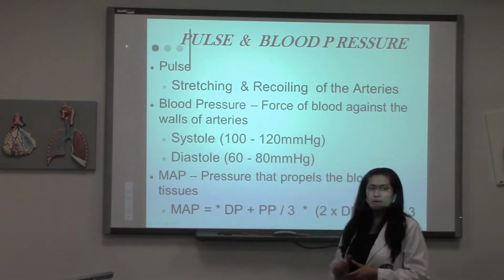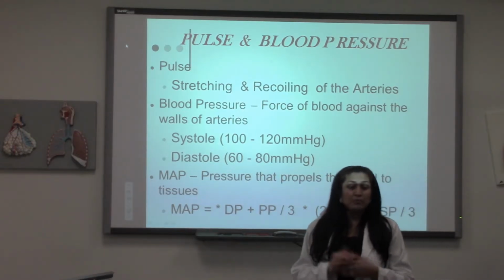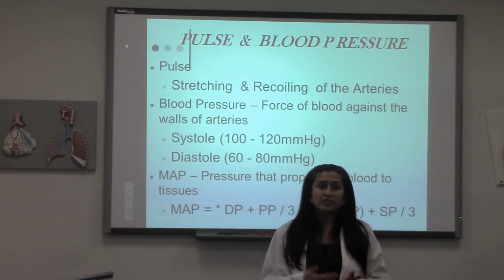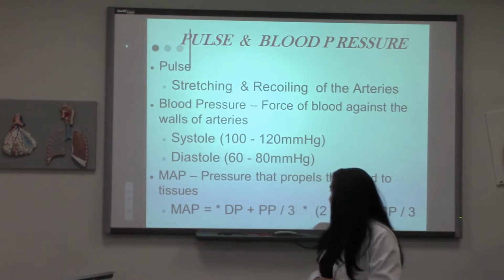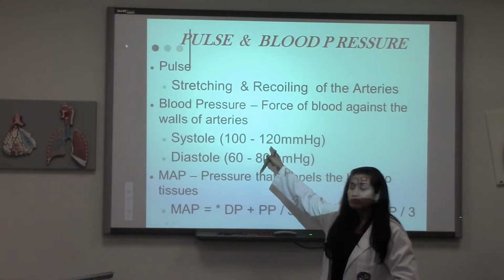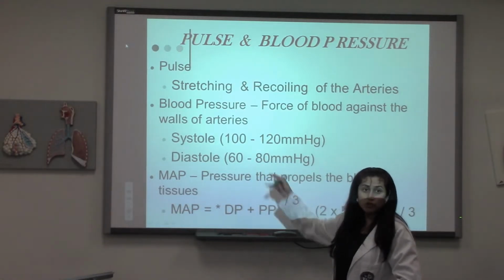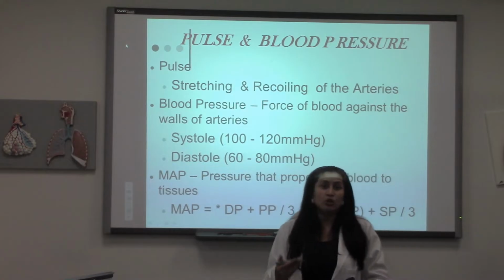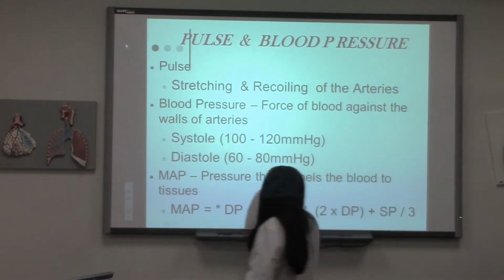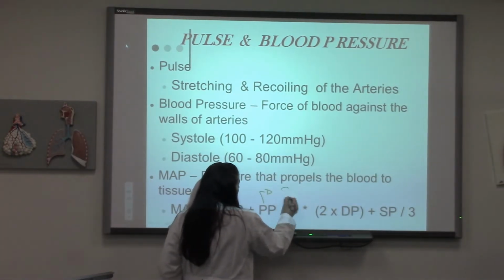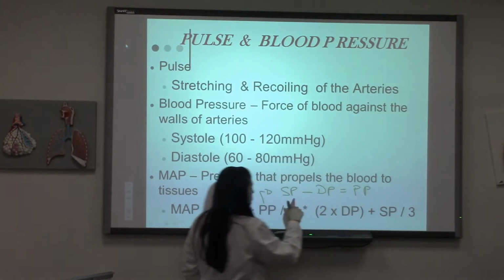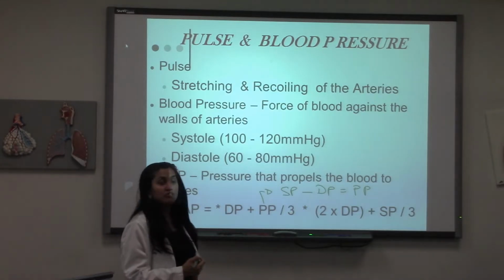Now, what is pulse pressure? Any idea? Pulse pressure is the difference between your systolic and your diastolic. So, we have a systolic of 120, right? And a diastolic of 80, right? Usually our average blood pressure is 120 over 80. So how do you calculate the pulse pressure? Systolic pressure minus diastolic pressure gives you pulse pressure.